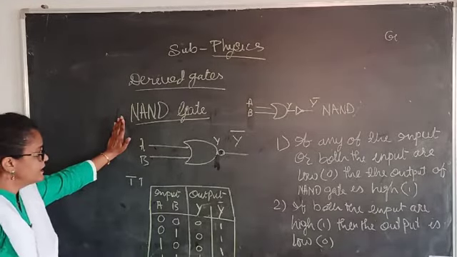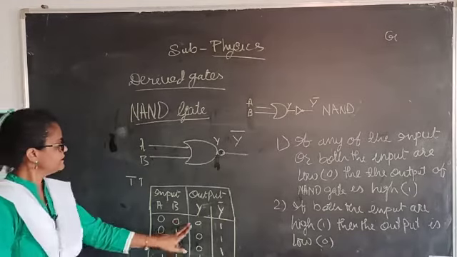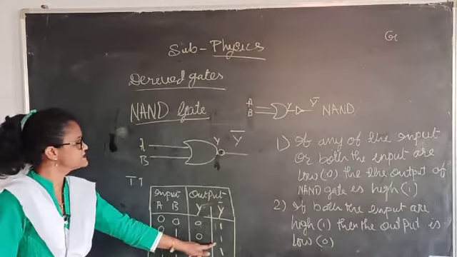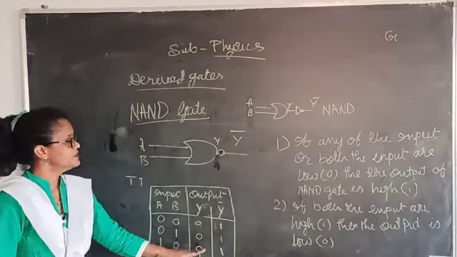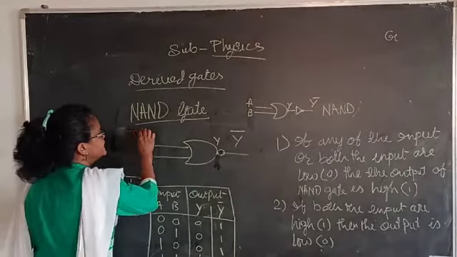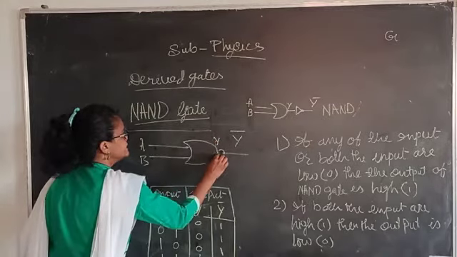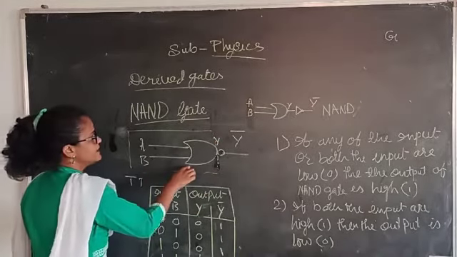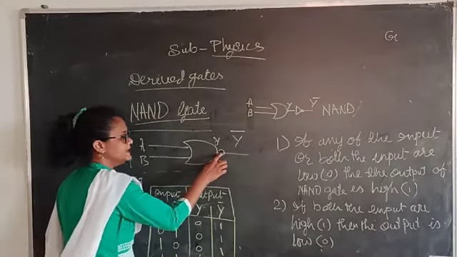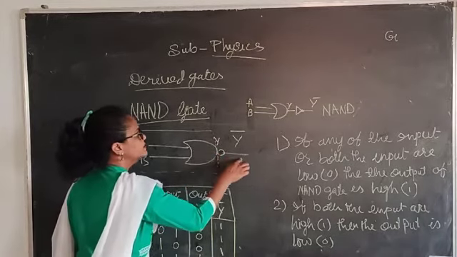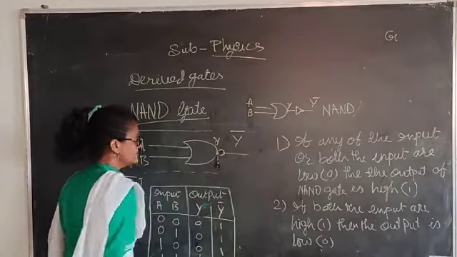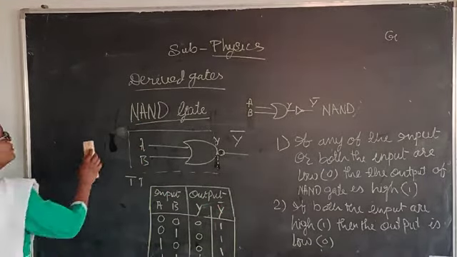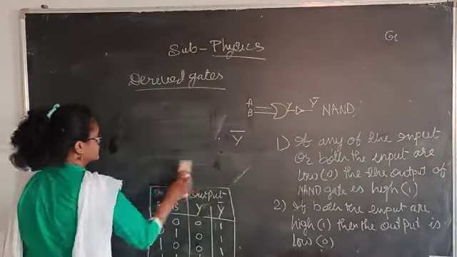Okay, here you can find the output for AND, Y, and this is the Y bar. Okay, here, if we look at this much, this is nothing but your AND gate, and once this bubble is added to this, it becomes the NAND gate. Okay, so this is all about the NAND gate. Now we'll switch to the NOR gate.